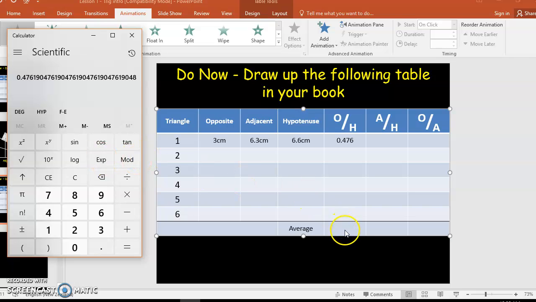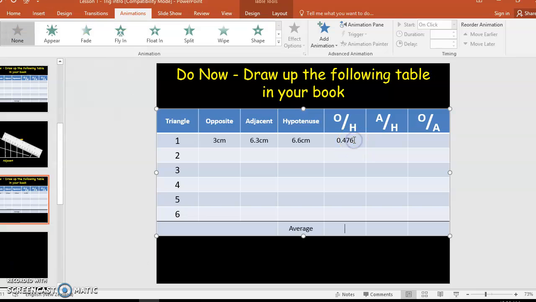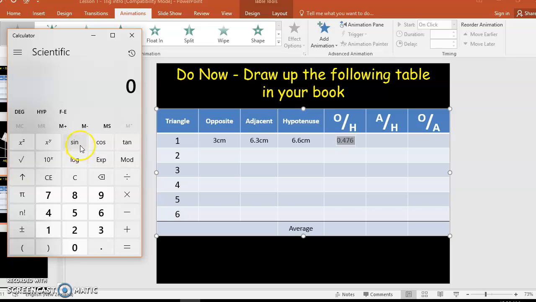Alright, so the next part is you've got the average number there, and I want you to explore. You should have a degrees, should say degrees or just a D on your calculator somewhere. And we're going to play with these numbers. So I'm just going to use this number as my example, 0.476. Your calculators will be different. You'll be typing sine for the first one, cos for the second one, and tan for the third one.